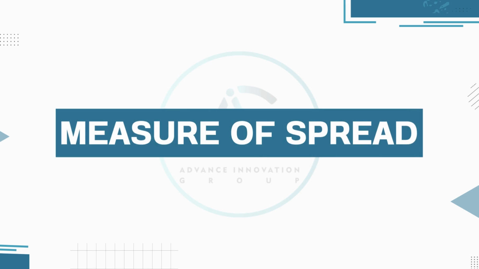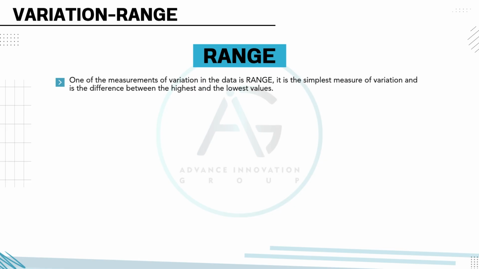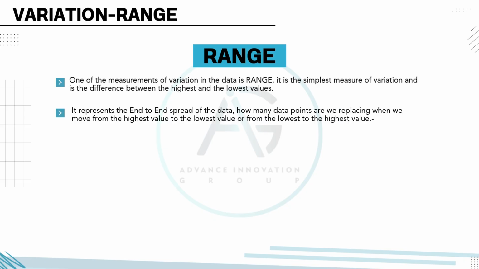Measure of spread: variation, range. One of the measurements of variation in the data is range. It is the simplest measure of variation and is the difference between the highest and the lowest values. It represents the end-to-end spread of the data.